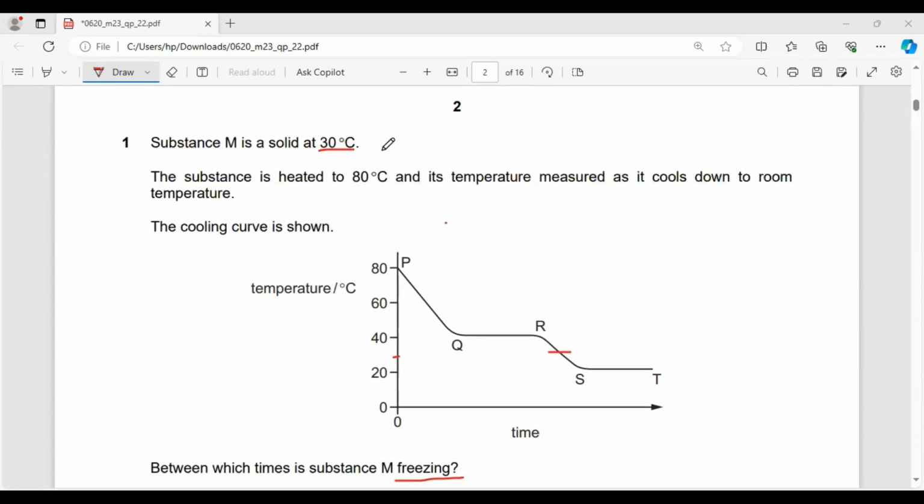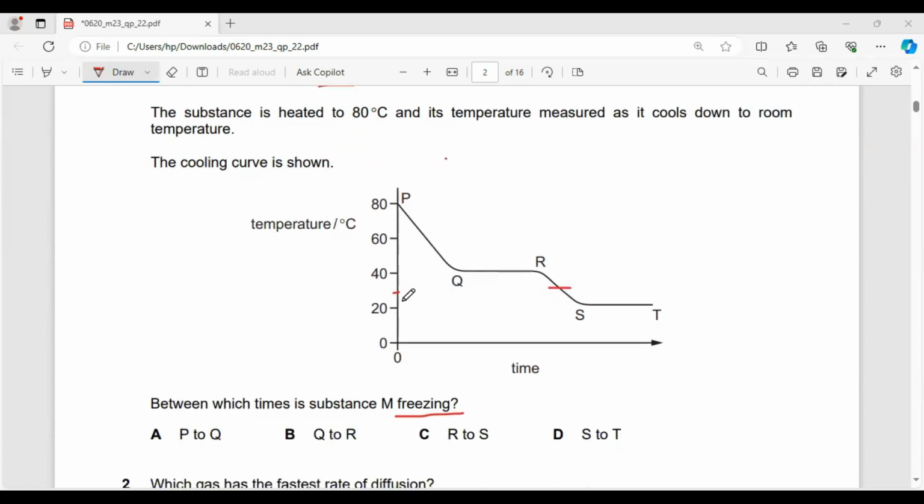It is clearly mentioned in the question that at 30 degrees Celsius, the substance M is solid. So 30 comes between 20 and 40. That is here. So at 30 degrees Celsius, it is solid. It means it is already frozen. Now where it is freezing, it is between Q and R. So the correct option is B, Q and R.